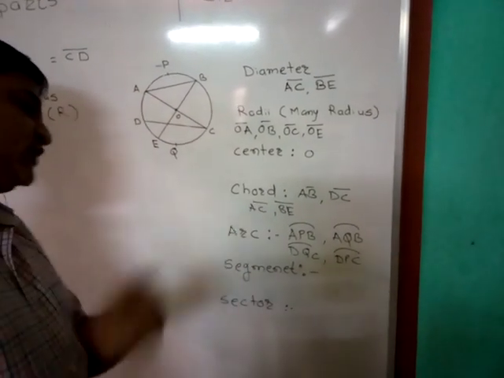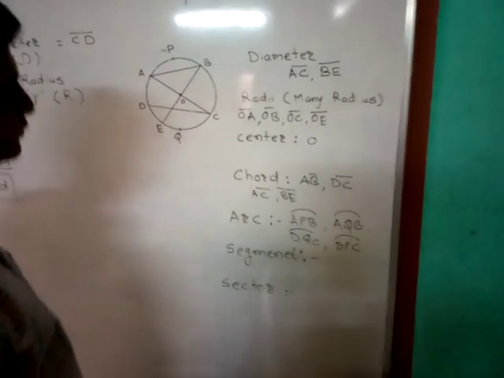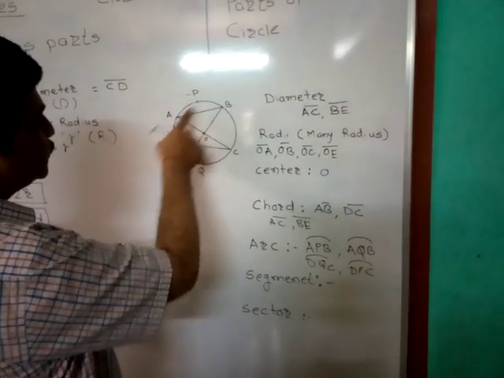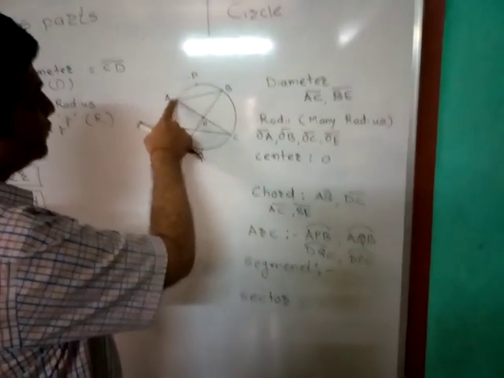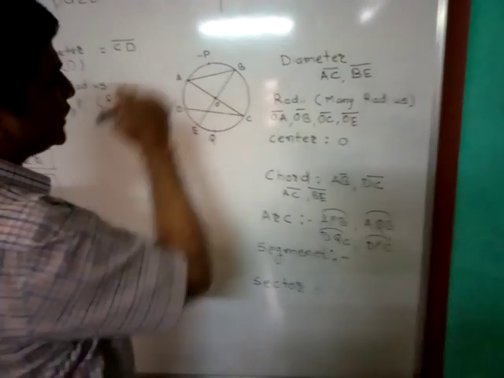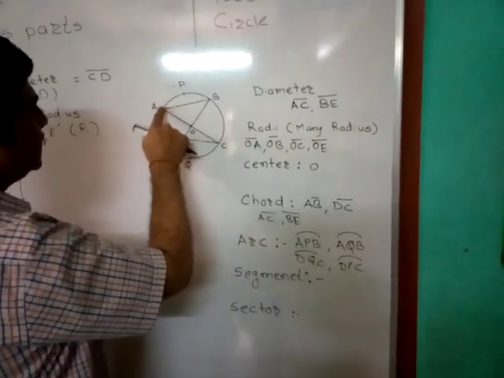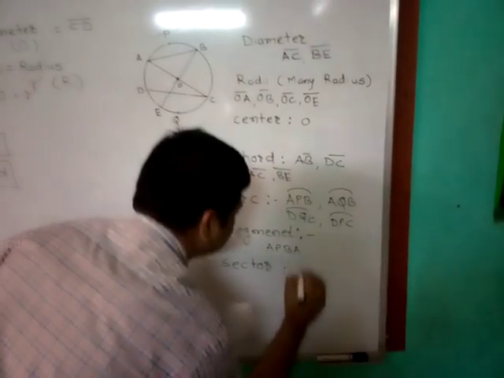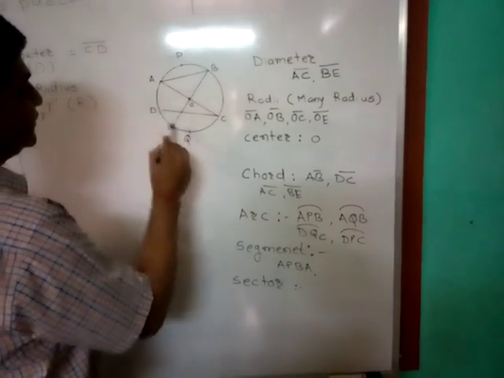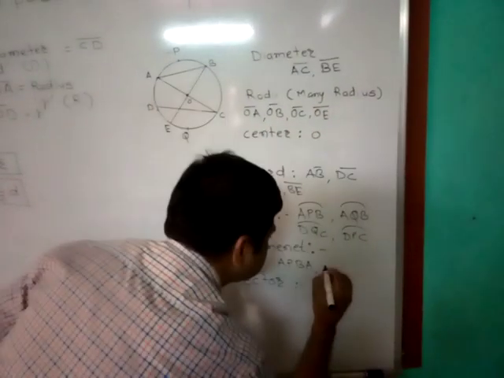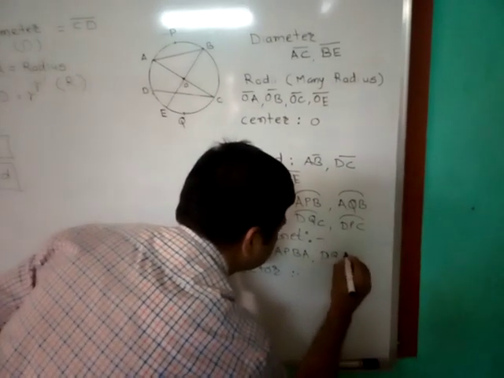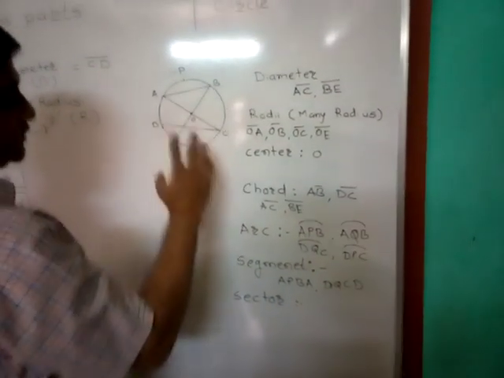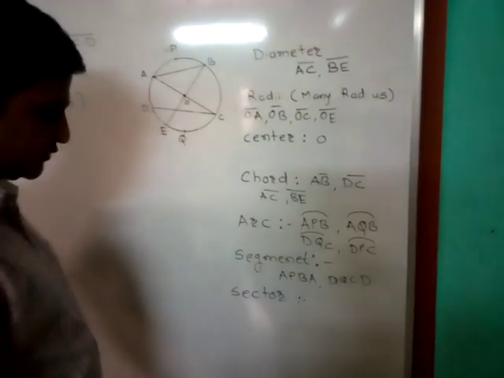Then we have to find out the segments. How many segments do we have? You will see that a segment is the part which is bounded between the chord and the arc. So we will write down that APBA is one segment. And secondly, we have DQCD, which is another segment. Do we have any other segment? Yes, we have other segments. For example, the semicircles are the two possible segments.